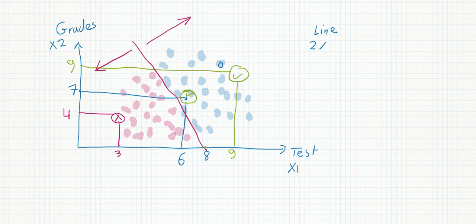will be 2x1 plus x2 minus 16 equals 0. Or you can say the score of the student equals 2 times x1, which is the test, plus x2, which is the grade, minus 16.